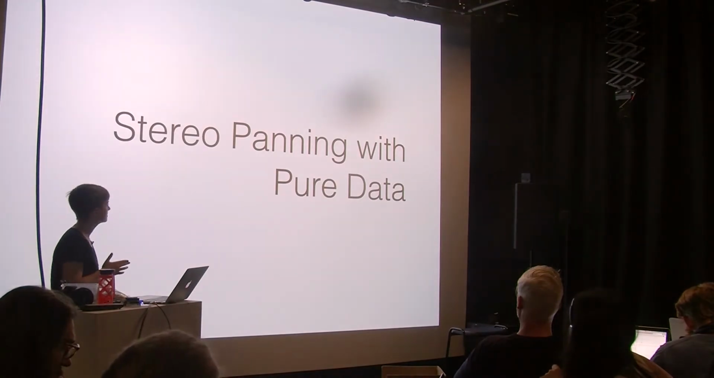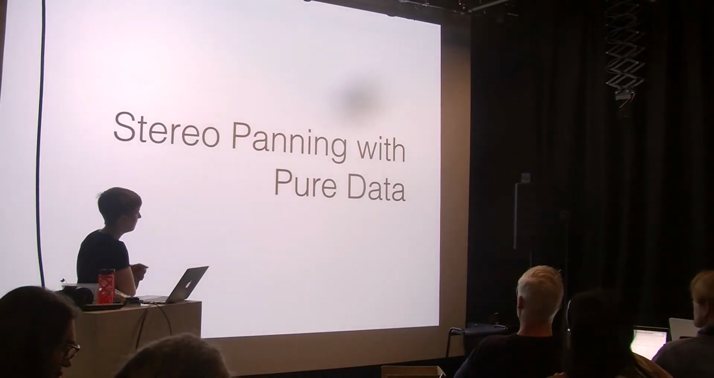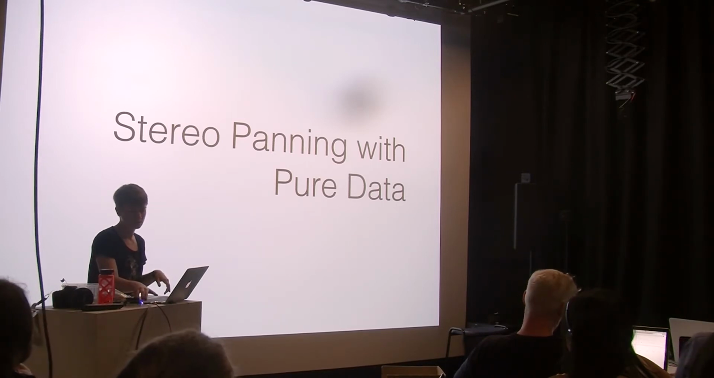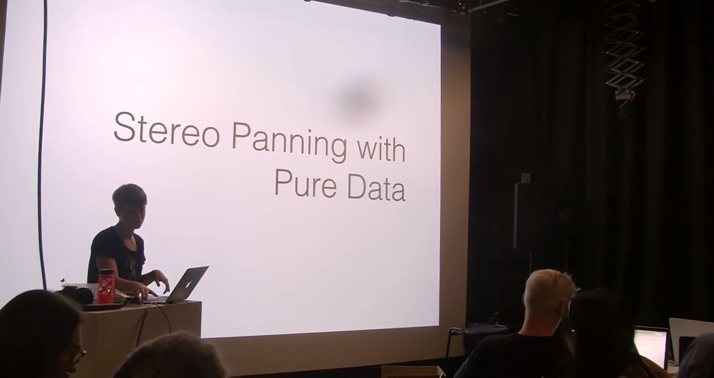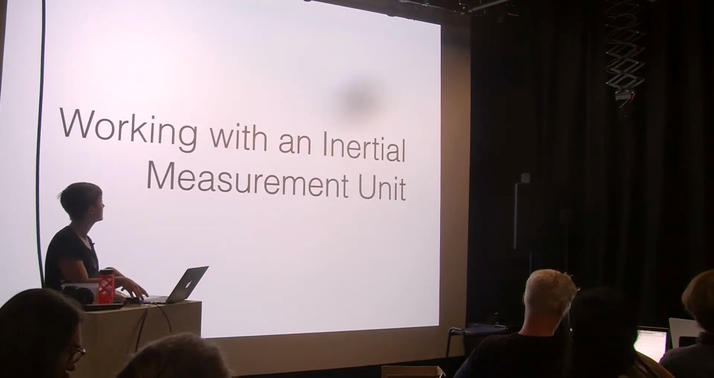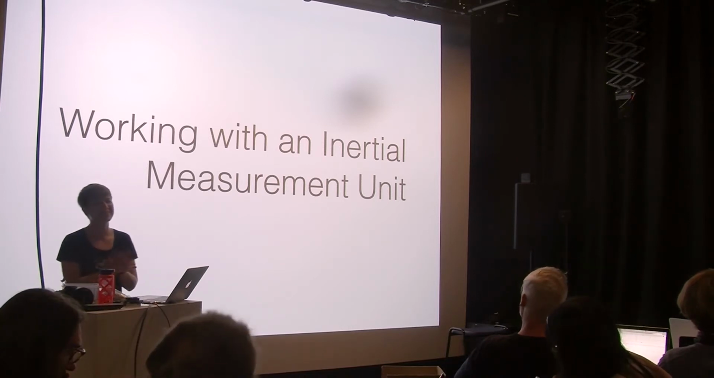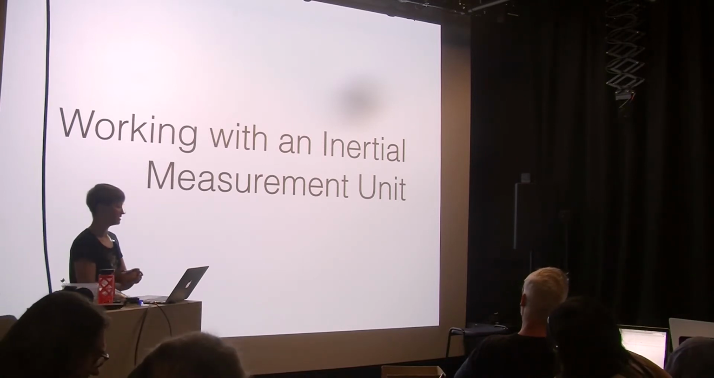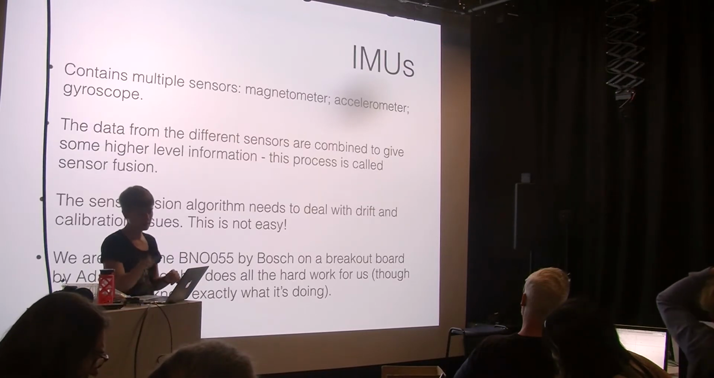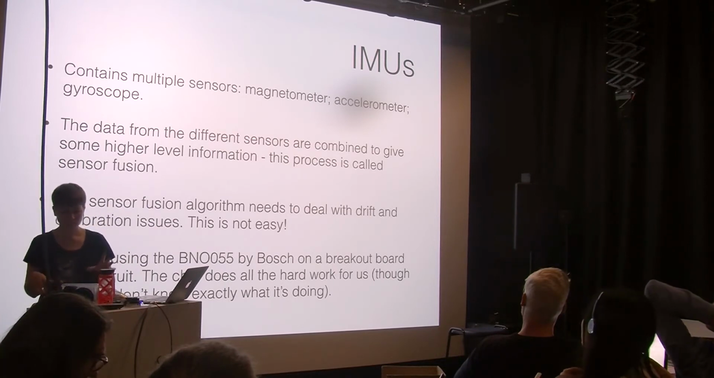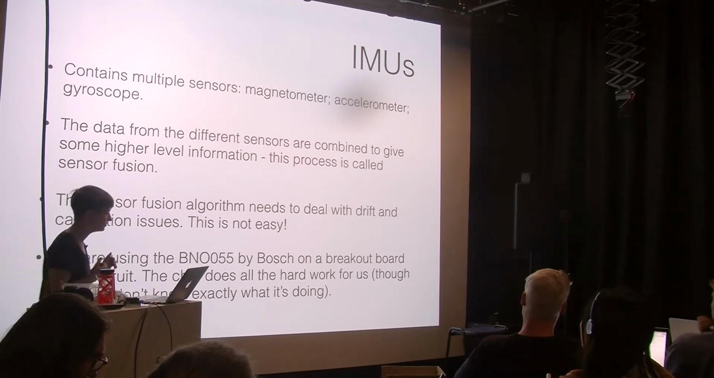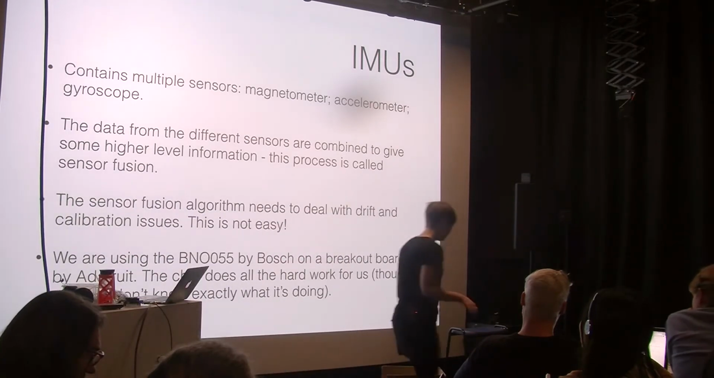To talk first about panning and stereo panning. I'm going to go back to what I was going to talk about. Sorry. So we're going to work with inertial measurement units. So inertial measurement units are devices that have multiple sensors. So we're going to have to pair up a little bit for this because we do not have enough for everybody in the room.